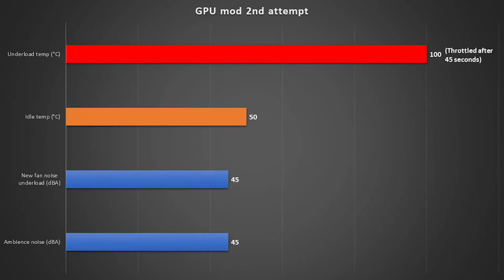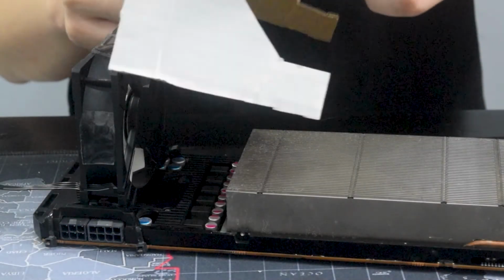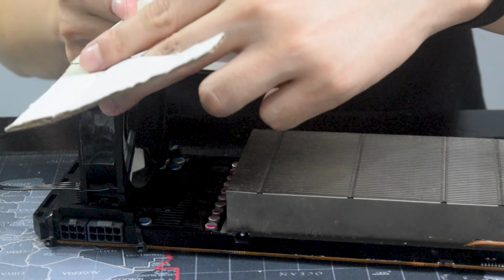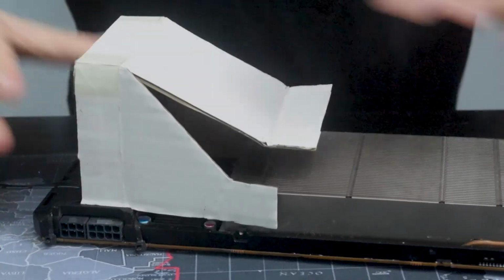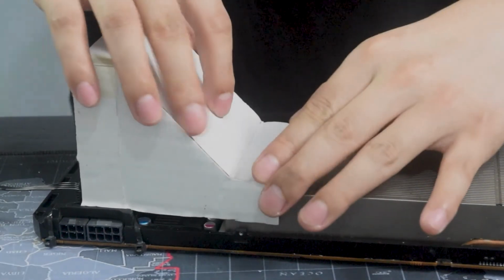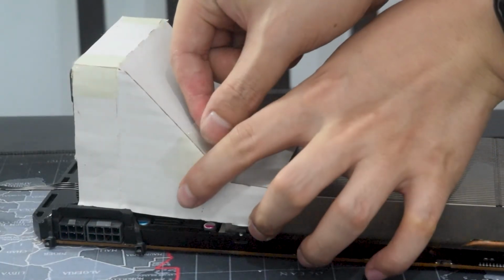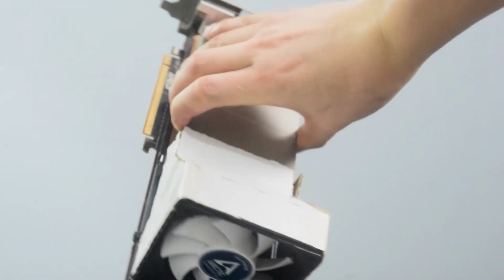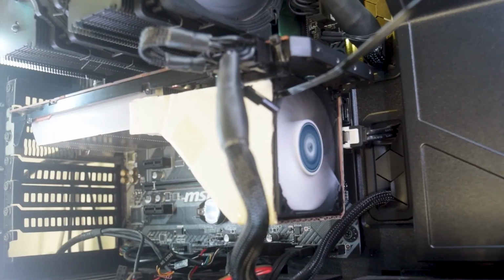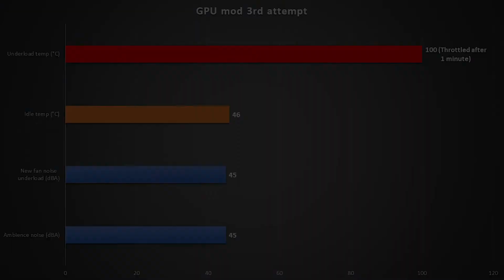And this leads me to do the third attempt of the GPU mod. This time, I made a cover out of cardboard for the fan to direct the airflow directly to the heatsink, hopefully to remove more heat. At this point, the GPU looks completely bizarre, but hopefully it works this time.